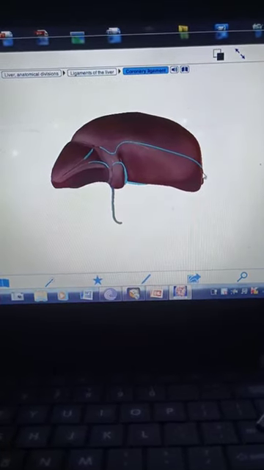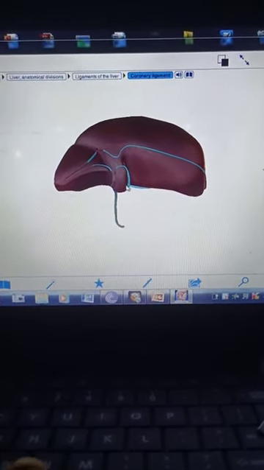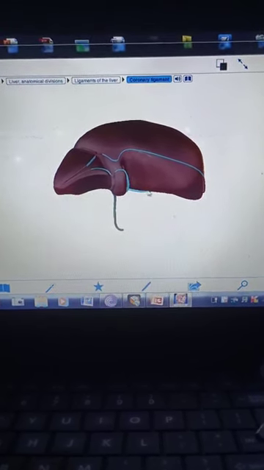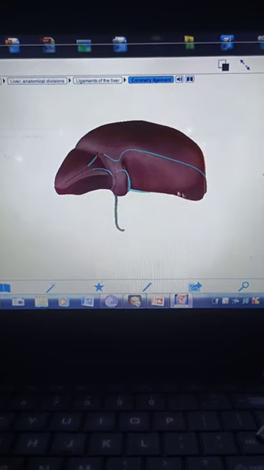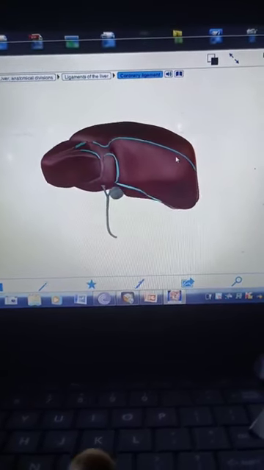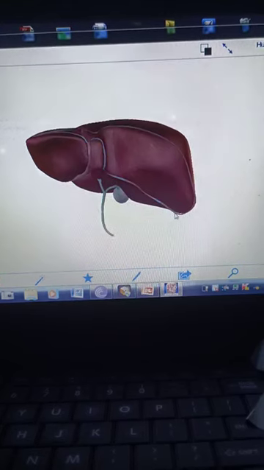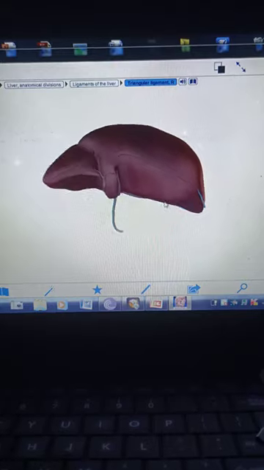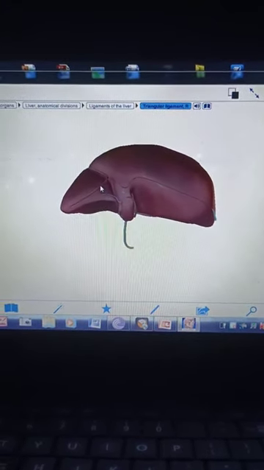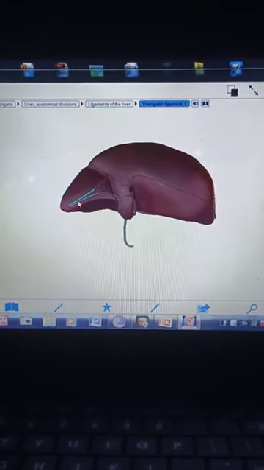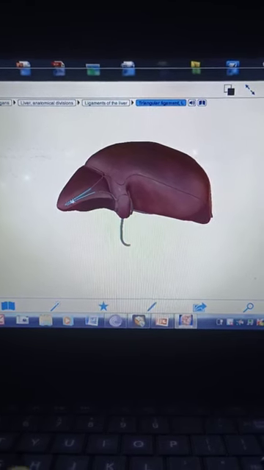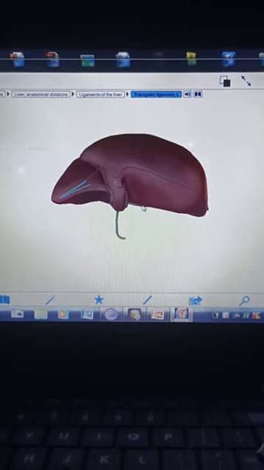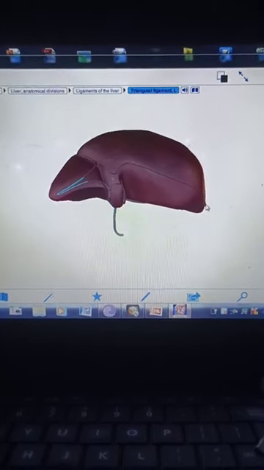This is called the superior coronary ligament, this is the inferior coronary ligament, and these two ligaments together form the right triangular ligament at the edge. So here you can see the right triangular ligament. Then on the left side, there is a reflection of another peritoneal ligament called the left triangular ligament. So this is the left triangular, this is the superior coronary, inferior coronary, and right triangular ligament.